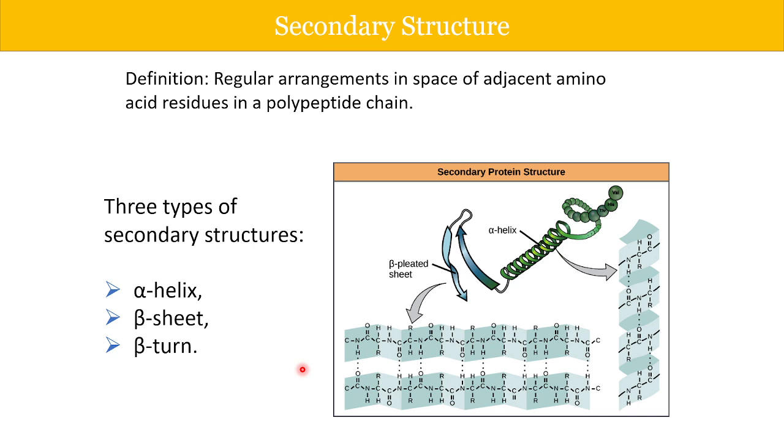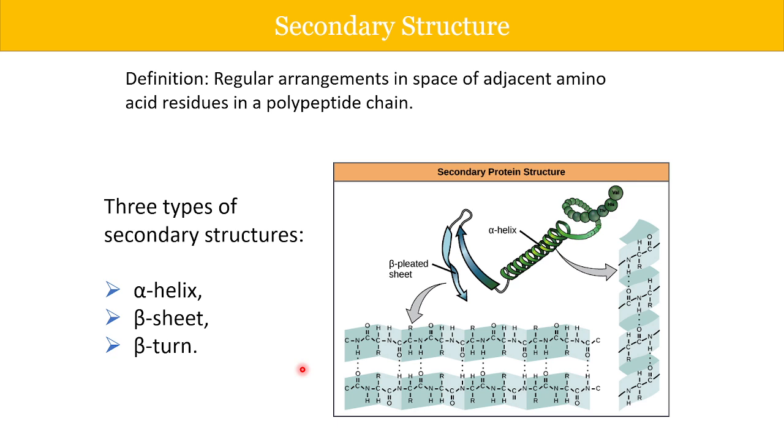So the primary structure is basically very simple. You have a linear sequence. The secondary structure is basically the regular arrangements in space of adjacent amino acid residues in a polypeptide chain. So it's basically a folding or a conformation change within a particular set of linear sequences.